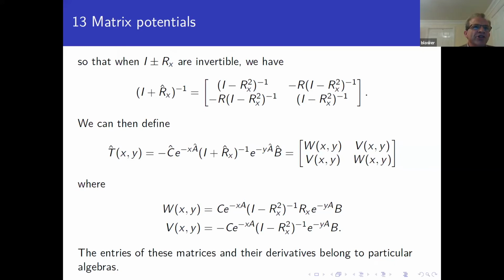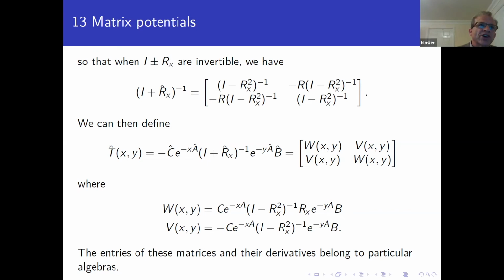Another auxiliary operator we can construct, I'm going to call T hat. Now, this is not symmetrical in X and Y. In the X variable, I take e to the minus xA hat and multiply this against the inverse of I plus R hat. Then in the right half of the formula, I take the Y variable, and that just involves e to the minus yA hat against B hat.